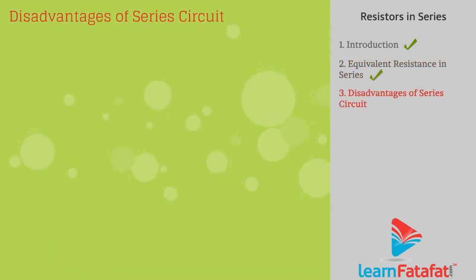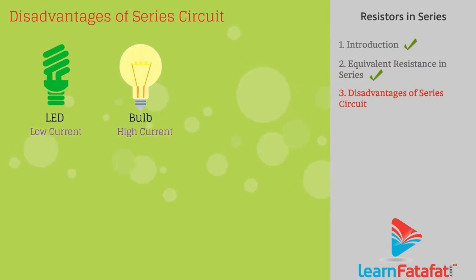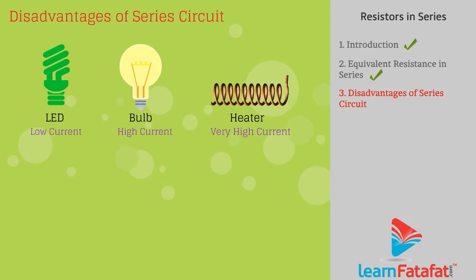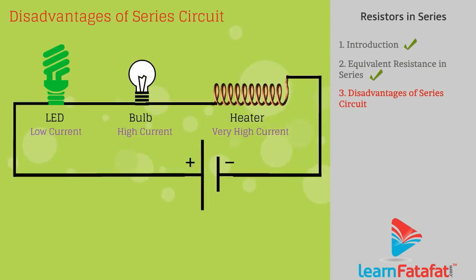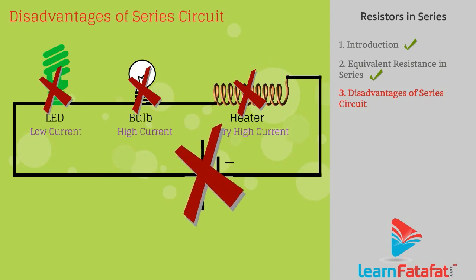Disadvantages of series circuit. Appliances, for example, LED bulb and heater, work on different values of current. If we connect appliances in series, then there is a greater possibility of damage. With this, if we connect these in series, then failure of one causes failure of the whole circuit.